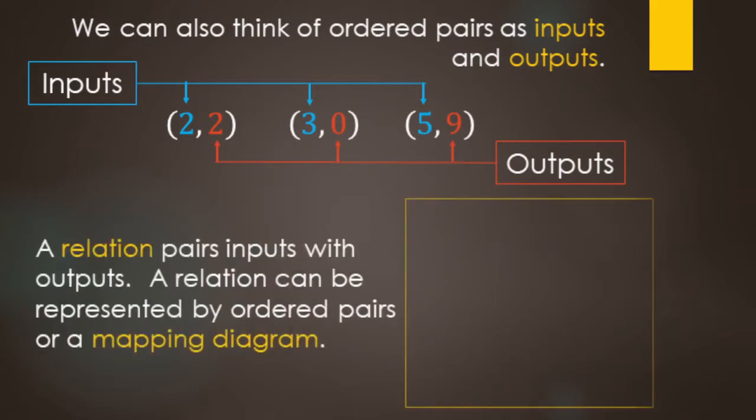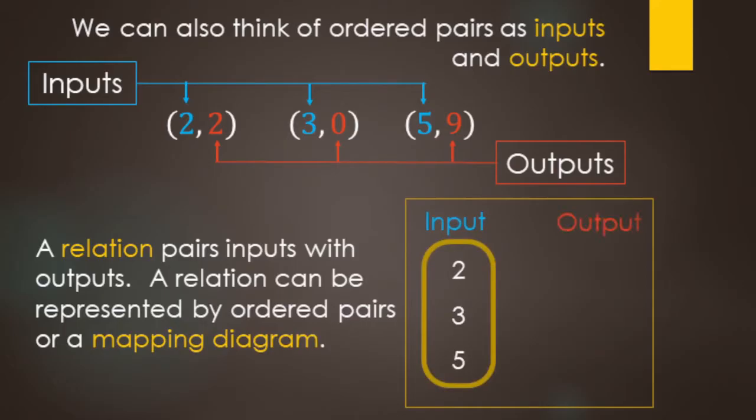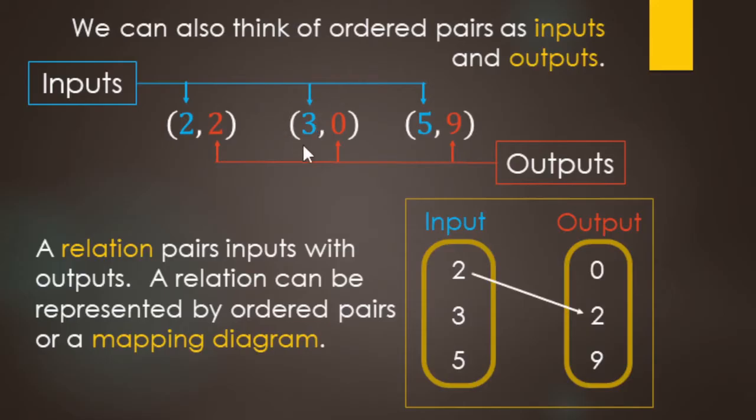Okay, we can also put these on a mapping diagram. This isn't super common, but when we talk about functions, it can help us have a more visual look at what's going on. So there's our list of inputs, and here's our list of outputs from our ordered pairs up here. A 2 for the input gives us a 2 for the output. So 2 goes to 2. And then over here, a 3 for the input gives us a 0 for the output. So 3 goes to 0, and we draw an arrow there. Then an input of 5 gives us an output of 9. So we draw an arrow from 5 to 9. There we go, and that's what a mapping diagram looks like.